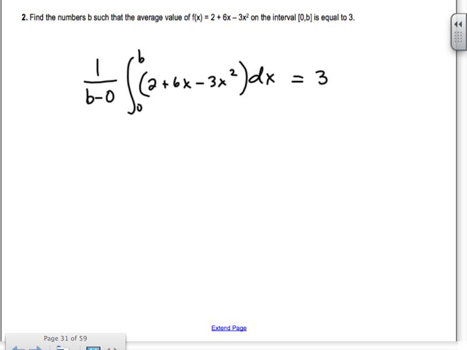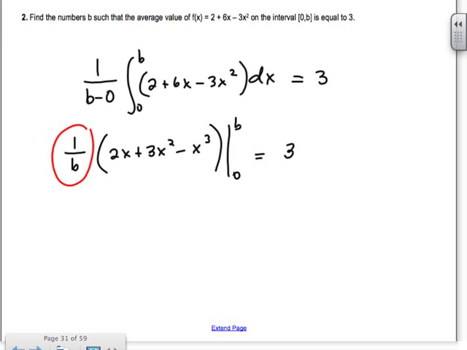So you'd have 1 over b out front. You'd integrate. So 2x plus 3x squared minus x cubed. Sorry, plus 3x squared, right? And that's going from 0 to b. You want it to equal 3. You can make it a little bit easier by multiplying by b, just so you don't have that 1 over b out front, so you have 3b. Then plug in b, so you get 2b plus 3b squared minus b cubed. All of that's going to be minus 0, right? Plug in 0. And then you can solve.